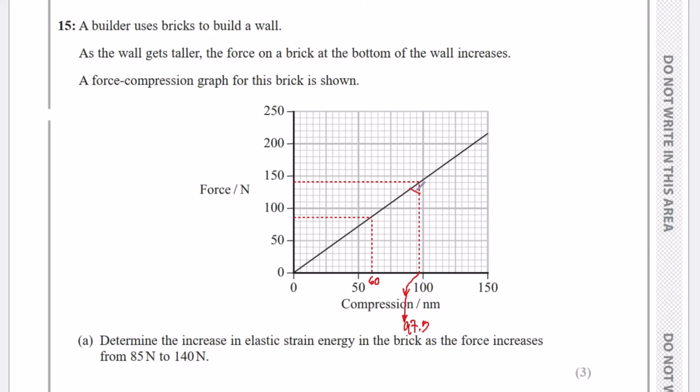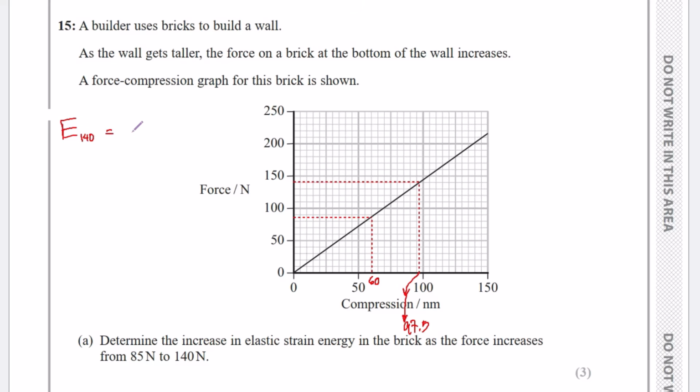Basically, you'll have to find out this area because this is the increase in elastic strain energy. There is one way of doing this very simply, and that is find out the energy stored when the force is 140 and subtract it from the energy stored when it was 85 Newton. So you have to find out two elastic strain energies and just subtract them. Let's first find out the elastic strain energy when the force is 140.